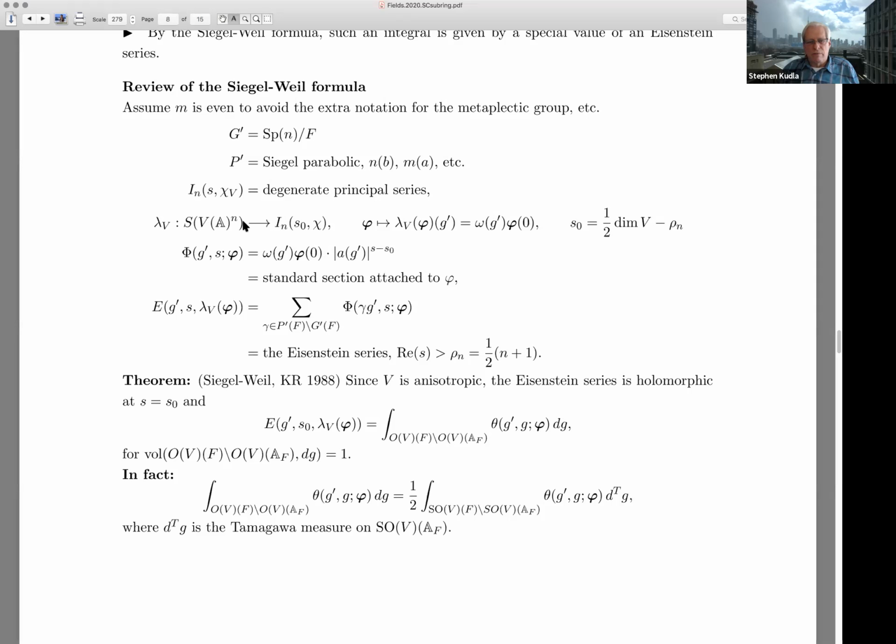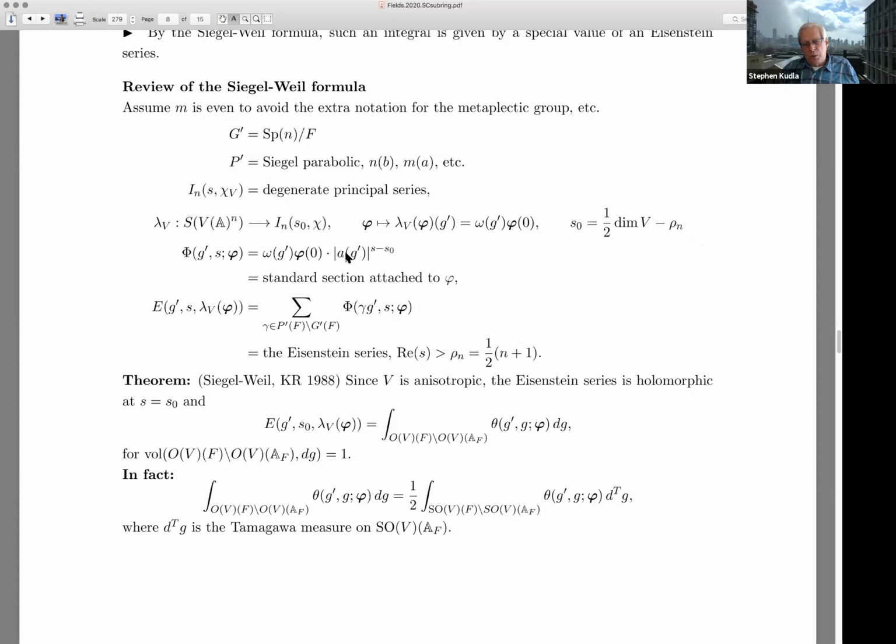Okay. So if you look at how the Weil representation is acting, the group G prime, I should have said, is acting on this space by the Weil representation, the Schrodinger model. And if you look at the formulas for that, you discover that this function defined this way is indeed in this principal series, where s naught is this magic number, half the dimension of V minus rho, where rho is this number, half of n plus 1. Okay, so that's where you end up.